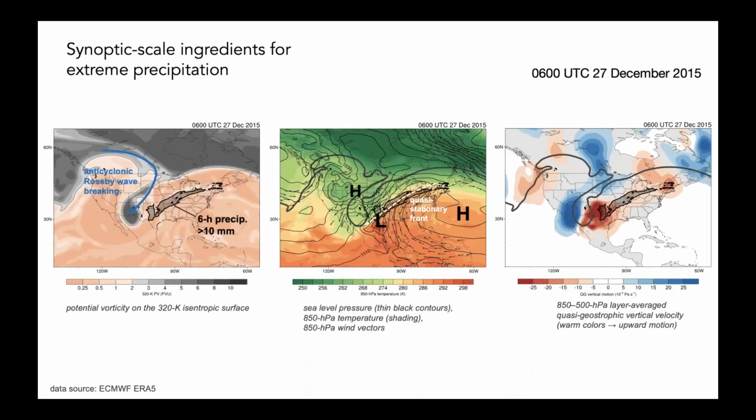Looking at snapshots on the 27th of December, again, this potential vorticity field highlights the structure of the upper level wave pattern. It shows this highly distorted, amplified wave pattern exhibiting a process of Rossby wave breaking. And this upper level pattern is reflected by distortion of the lower tropospheric temperature field that's shown in the middle here in the shading at 850 hectopascals.